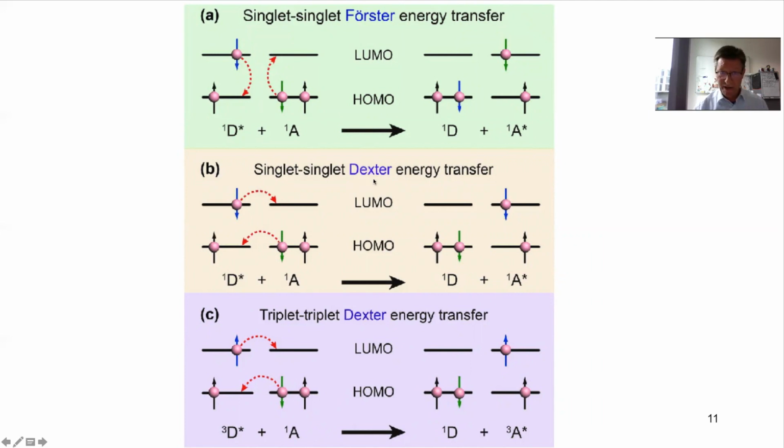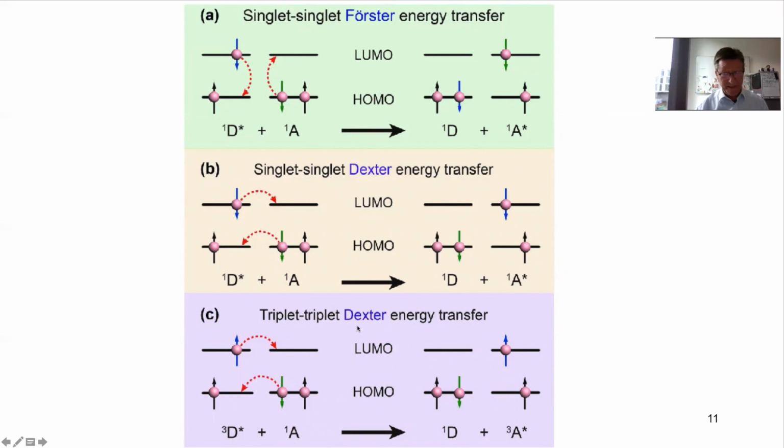The Dexter mechanism, we can apply it also for singlets. Then this blue electron is transferred to this level, and this green electron is transferred to the other level of the donor. We start with a singlet excited state. We have double electron transfer, and we end up with a singlet excited state on the acceptor. So that's the singlet Dexter mechanism.